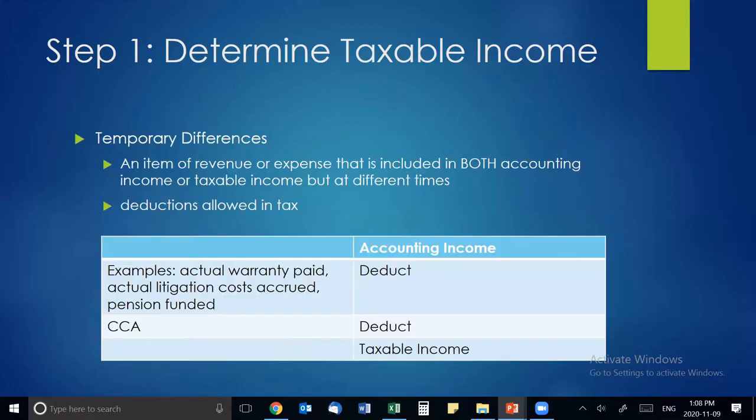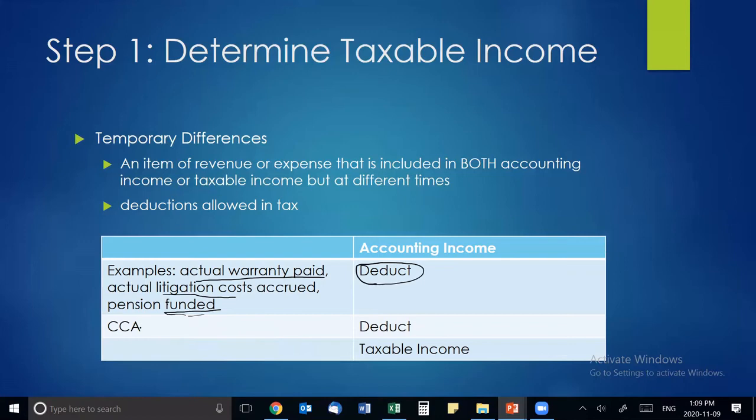But what can be allowed in tax is your actual amounts that you spent. So the actual amount of cash that's going out. So the actual warranty that was paid, not the estimates, but the actual amount that had to be paid, the actual litigation costs that you had, the actual amount that is going into the pension fund that you had to pay out. So all those can be deducted for tax purposes, and therefore it's for accounting income was probably those estimates. For tax purposes, it's the actual cost. So you would deduct those actual costs.